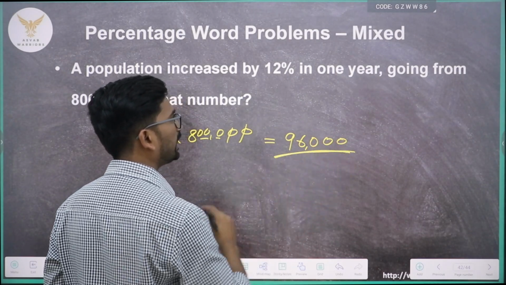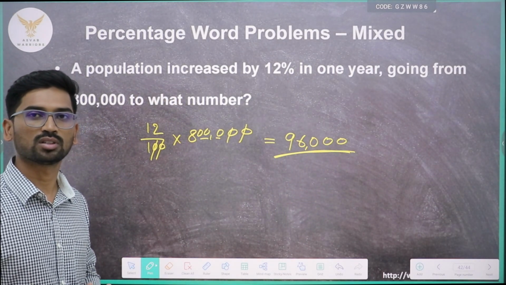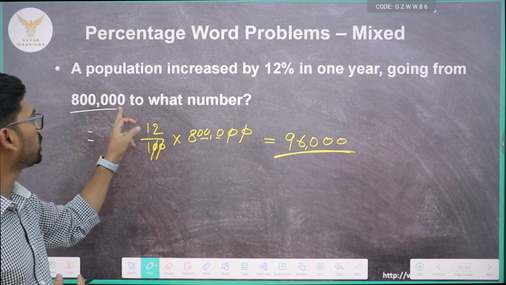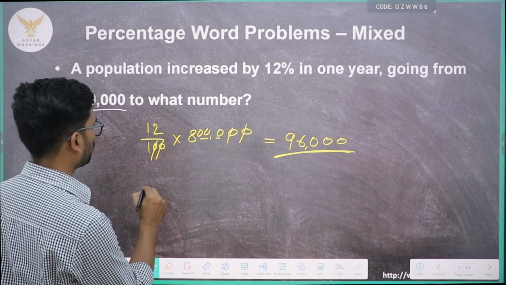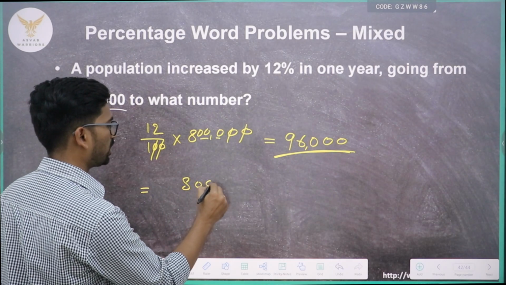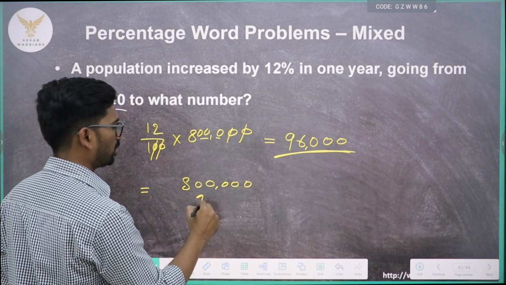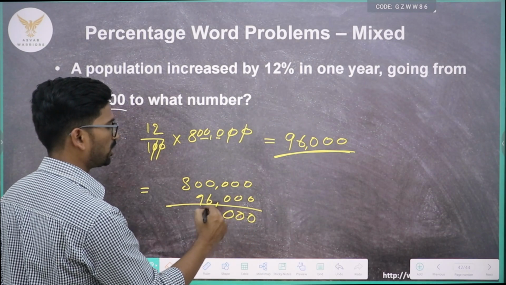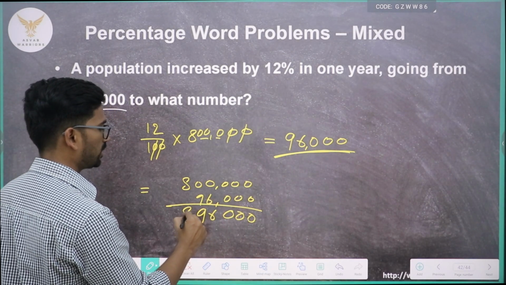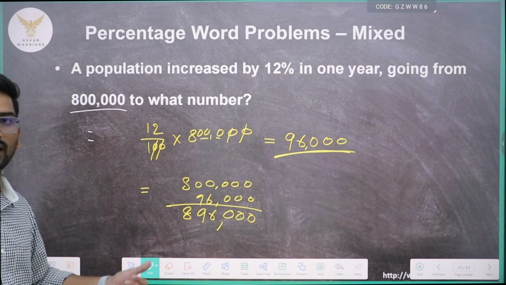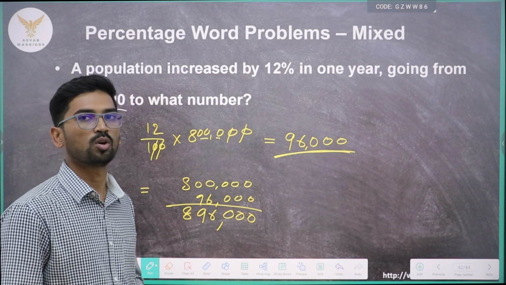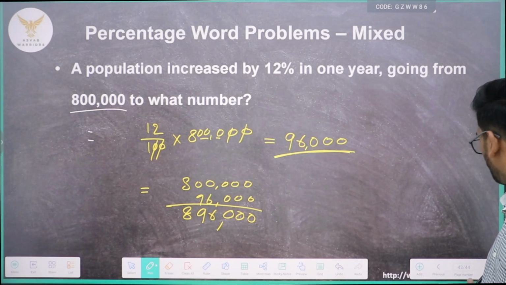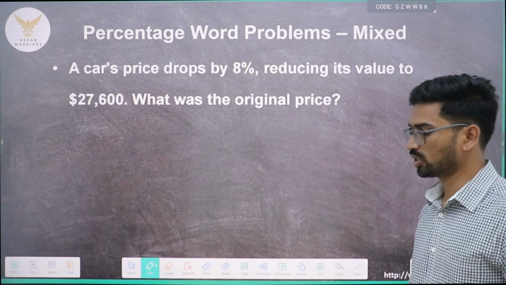12 8s are 96 and these 3 zeros as it is. So there will be an increase of 96,000 in the population. We will have to add it to the original population, which was 800,000. So 800,000 plus 96,000. How much will it be? 6, 9, 8. So 896,000 will be the new population after the 12% increase. Let's see what's the next question.